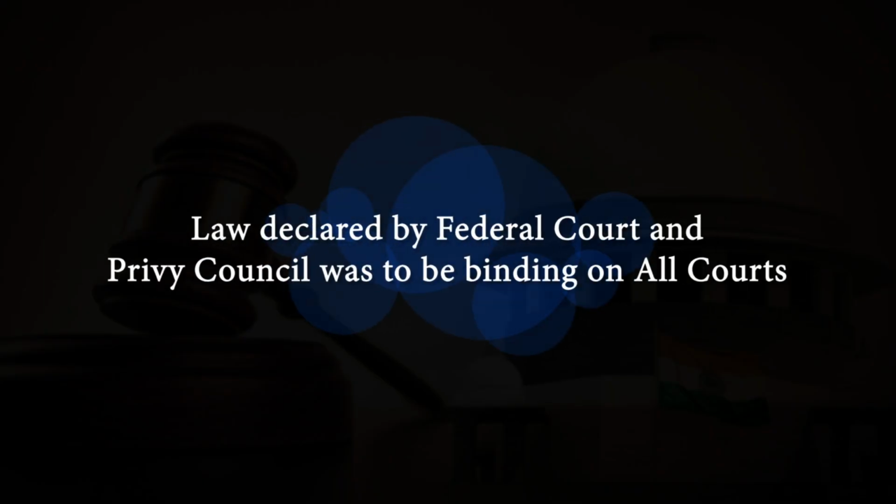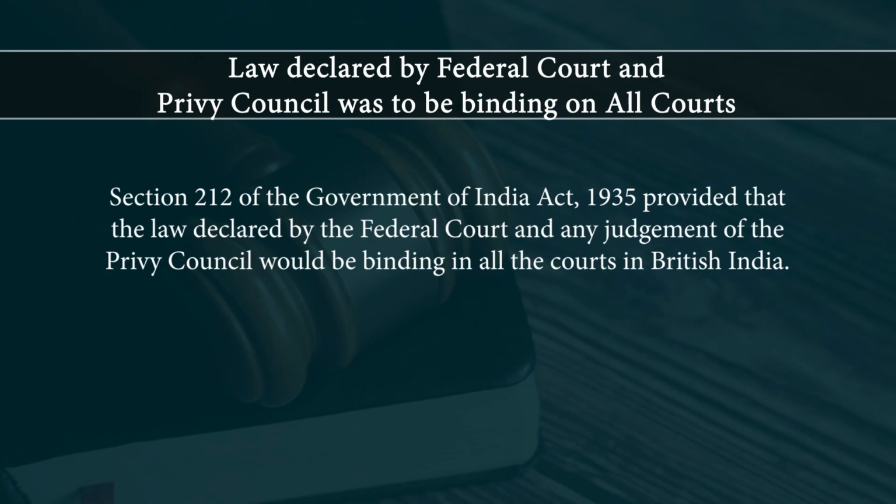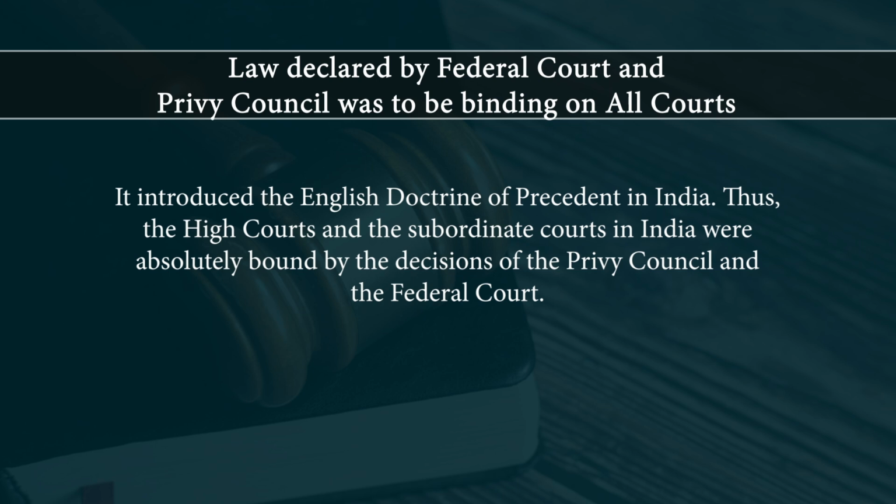Law declared by federal court and Privy Council was to be binding on all courts. Section 212 of the Government of India Act 1935 provided that the law declared by the federal court and any judgment of the Privy Council would be binding in all the courts in British India. It introduced the English doctrine of precedent in India. Thus, the high courts and the subordinate courts in India were absolutely bound by the decisions of the Privy Council and the federal court.